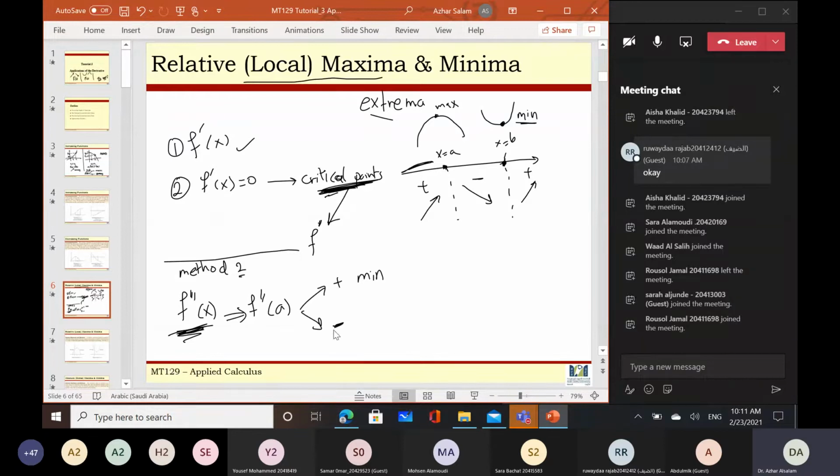If it was negative, so it will be concave down and the critical point will be a maximum. This will be a maximum point.